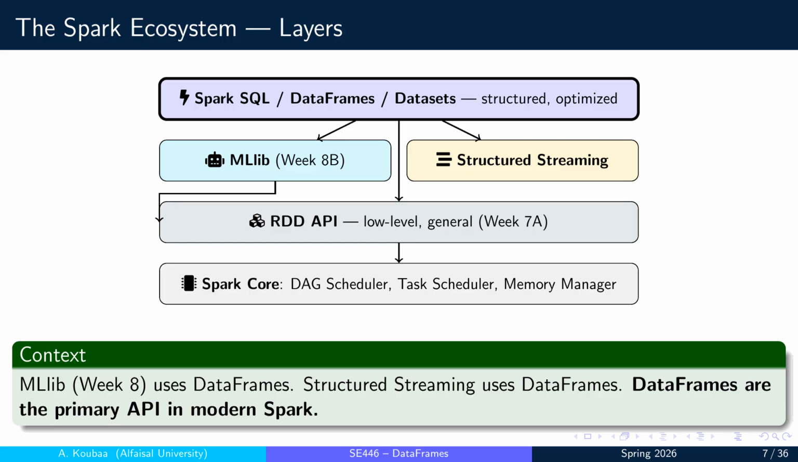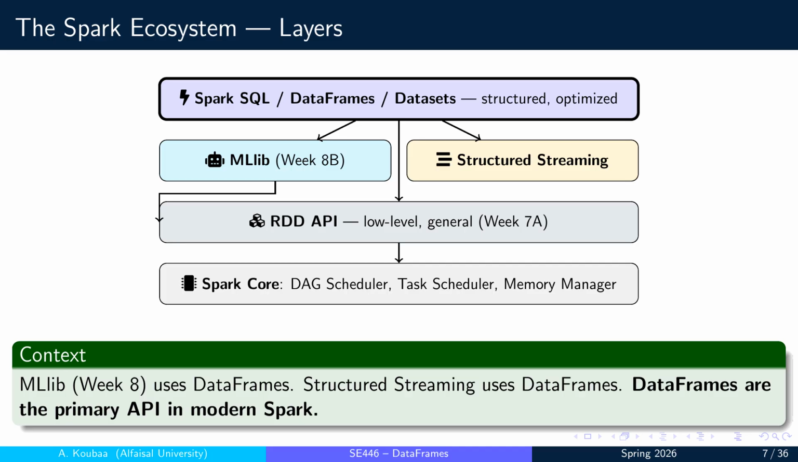So, building on our discussion of the internal optimizations, let's now visualize where data frames fit within the broader Spark ecosystem. As you can see in this diagram, the Spark core, which provides the fundamental RDD API, forms the foundational layer. On top of this, we have the structured data APIs, Spark SQL, data frames, and datasets. This layer is crucial because it provides the schema and optimization capabilities we just talked about.